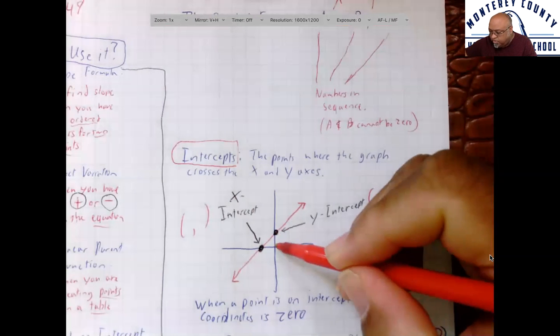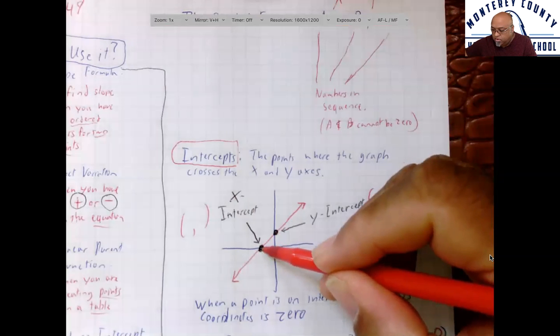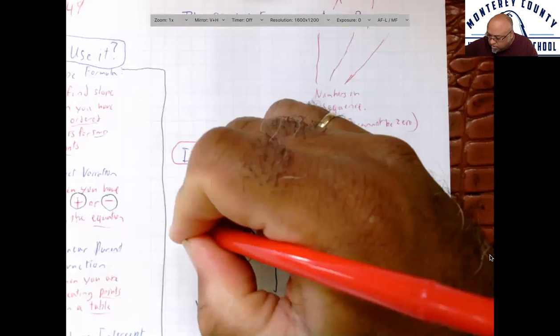Let's start with the x-intercept. We start at 0, and I count backwards to -1. So my x value is -1.